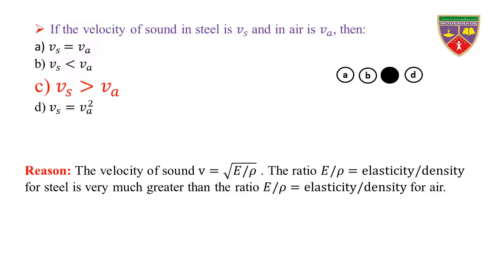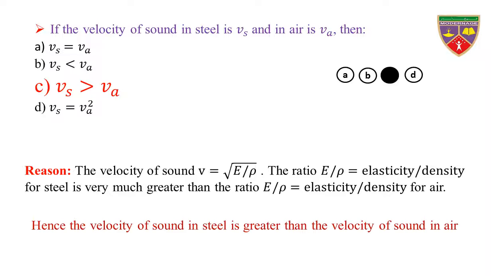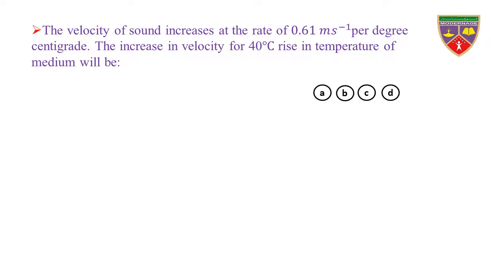The velocity of sound v is equal to the square root of E divided by rho. The ratio E to rho, elasticity to density, for steel is very much greater than the ratio E to rho, elasticity to density, for air. Hence, the velocity of sound in steel is greater than the velocity of sound in air.